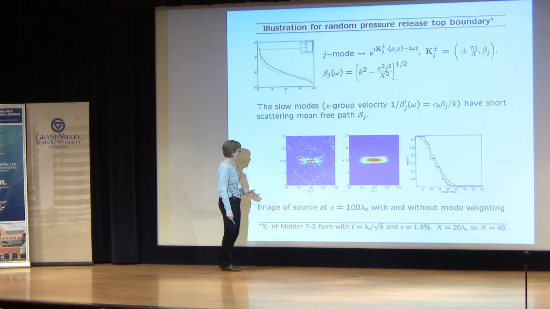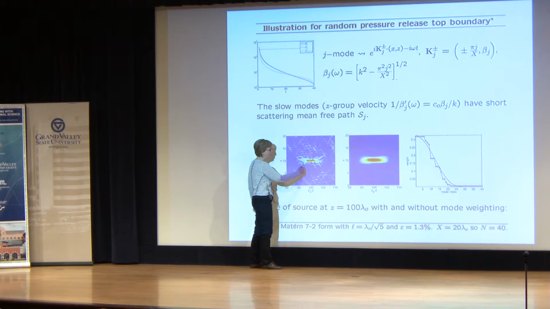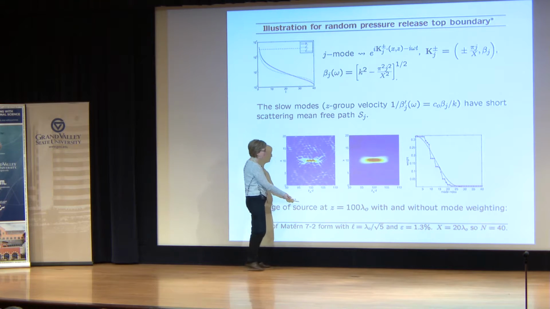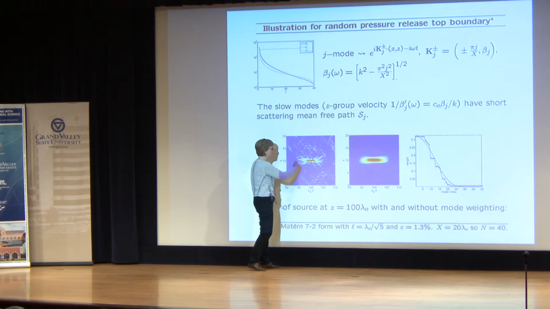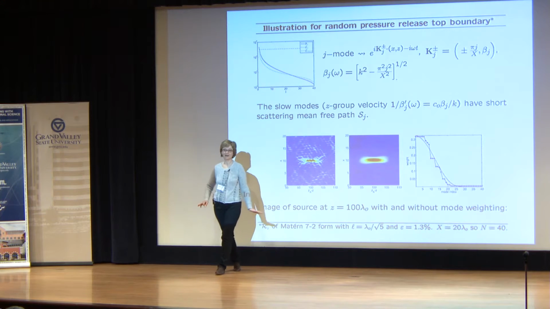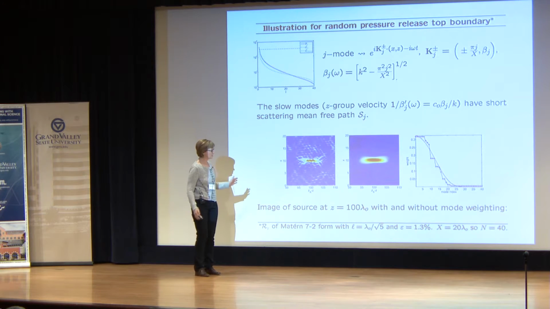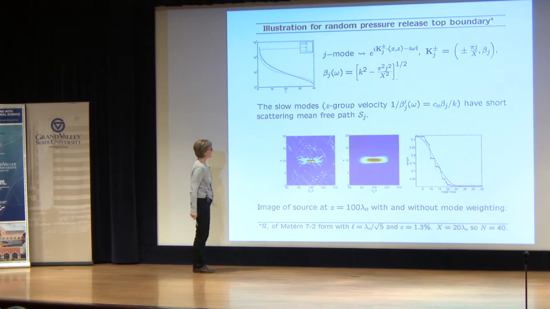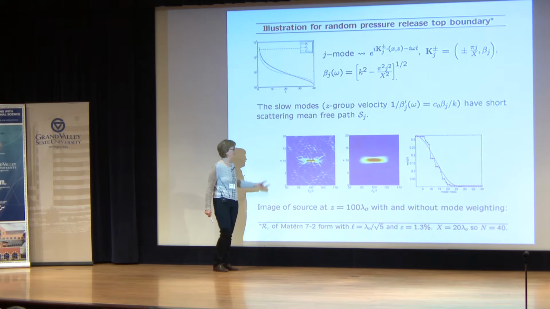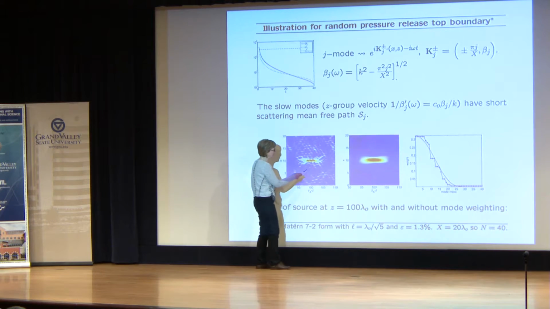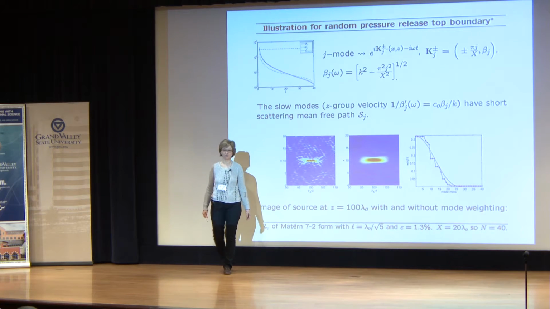So this is the image of a source. We have a point source here, and this is how the image looks if you don't do anything, just classic imaging. The source here is at 100 wavelengths, so the result is not too bad because most of the modes are coherent here. You see some noise. Actually, it's hard to see in this picture. The peak of the image is slightly off the source, but it's not too bad.